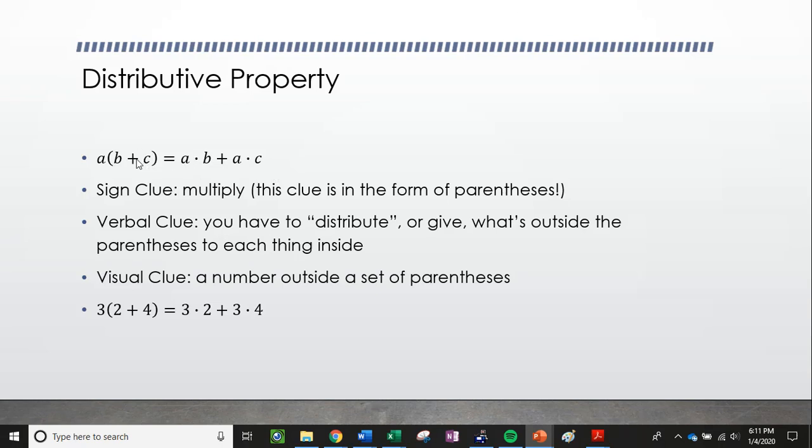You can't forget to distribute to the next element within the parentheses. If you just multiply this out as A times B plus C, then you would not have distributed to all the elements inside the parentheses. So you have to make sure when you are distributing that you are diligent in making sure you're multiplying by every element that's inside those parentheses. Your visual clue is that you see a number stuck to the outside of a set of parentheses, and one of your examples here using real numbers is 3 times the grouping 2 plus 4. Well, that's 3 times 2 plus 3 times 4.